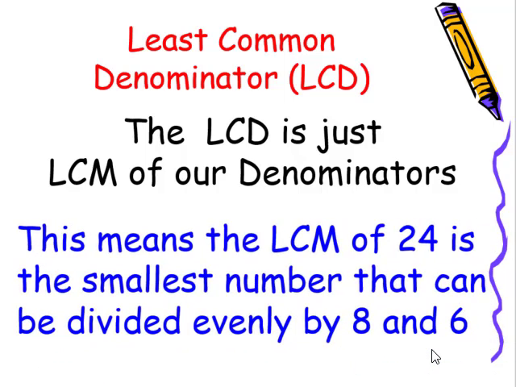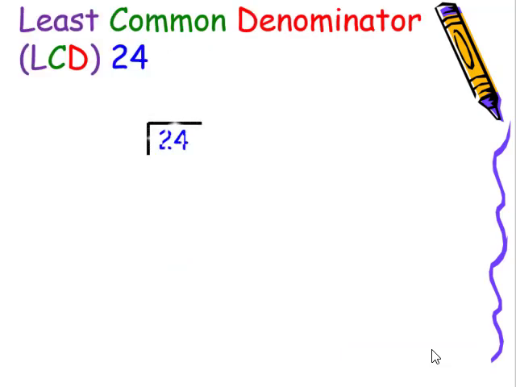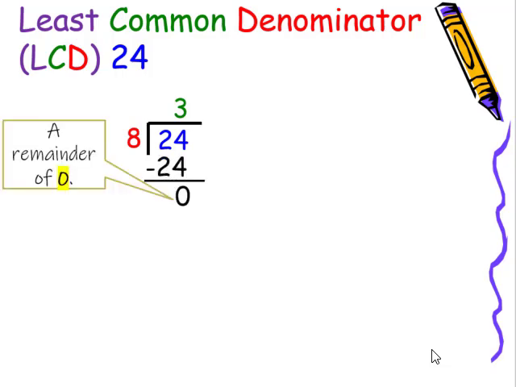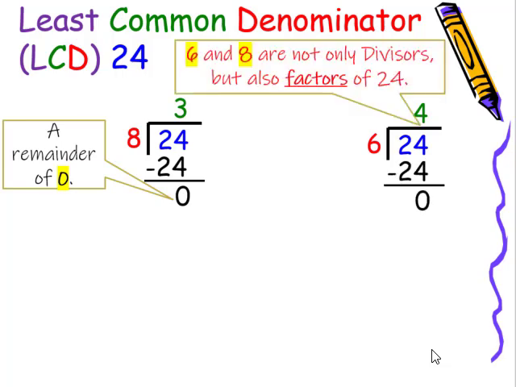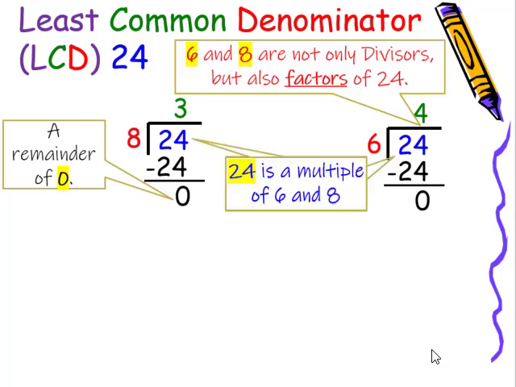The least common denominator is just the LCM of our denominators. This means that 24 is the smallest number that can be divided evenly by 8 and 6. 24 divided by 8 is 3. Notice we have a remainder of 0. 24 divided by 6 is 4. This means that 6 and 8 are not only divisors, but also factors of 24. 24 is a multiple of 6 and 8.